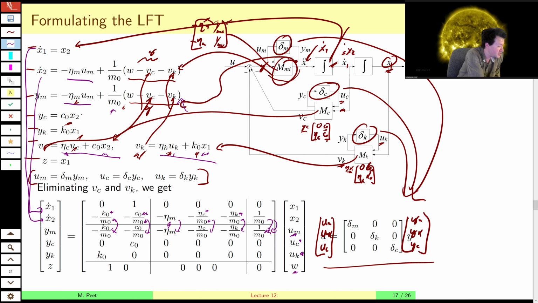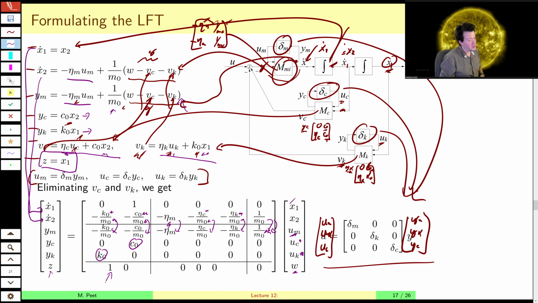What else are we missing? yc is just c naught times x2. yk is just k naught times x1. Lastly, we just have our regulated output, which is z, and that's just x1. z equals just x1 right there. So we have all these equations. We've now put them in state space form. These are the outputs which go to the uncertainty block.